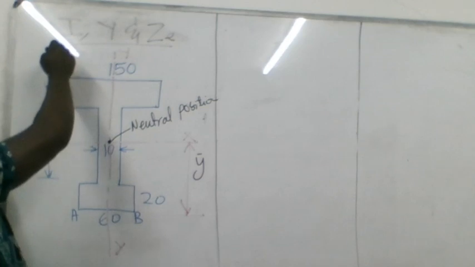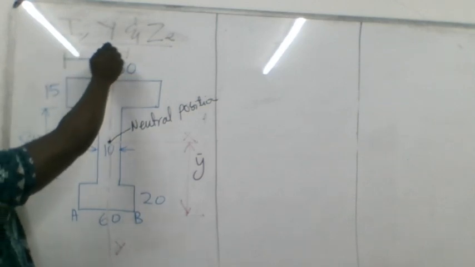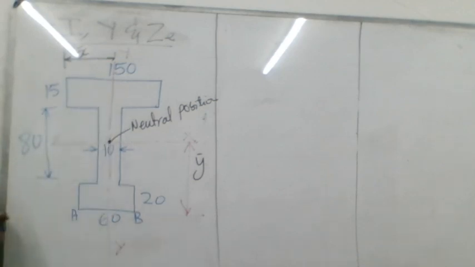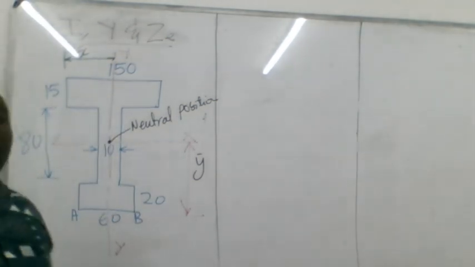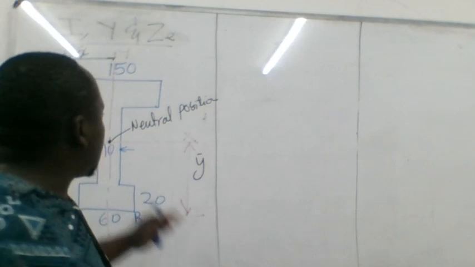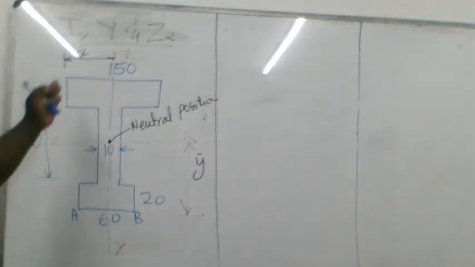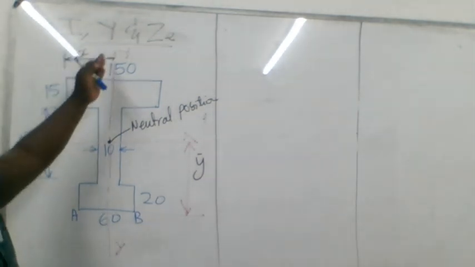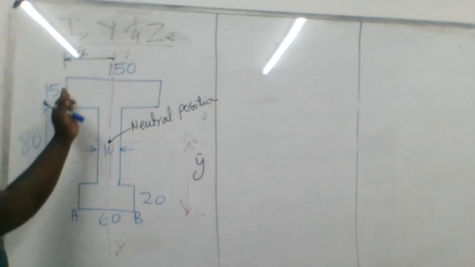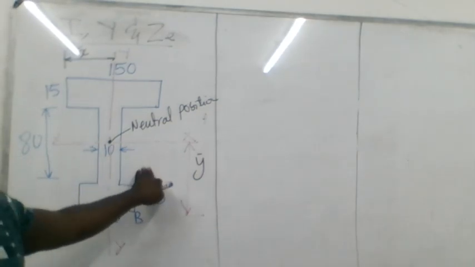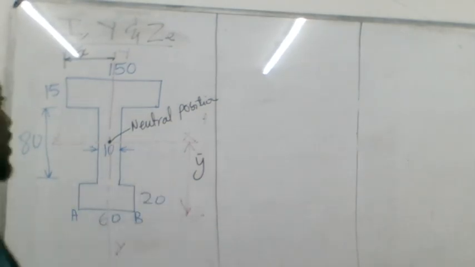If we want to calculate X bar, we go this way, X bar. But because it is symmetrical, it is equally shaped in terms of the vertical layout. Therefore, the X bar is right in the middle of the size 150. So the only challenge is for us to solve Y bar. How do we go about it?